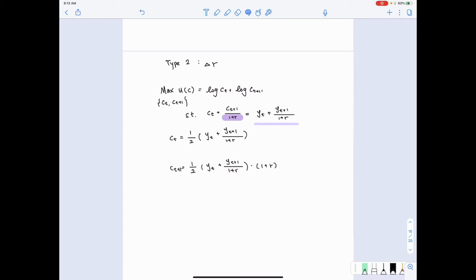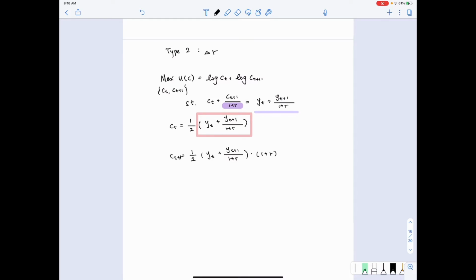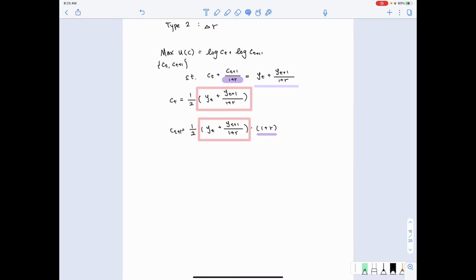So again here you will see that the changes in the r will affect the current consumption by affecting the present value of the lifetime resources. But for C_t plus 1, the changes in the r not only affect the present value of the lifetime resources, but also affect the inverse of the relative price of the future consumption relative to the current consumption.